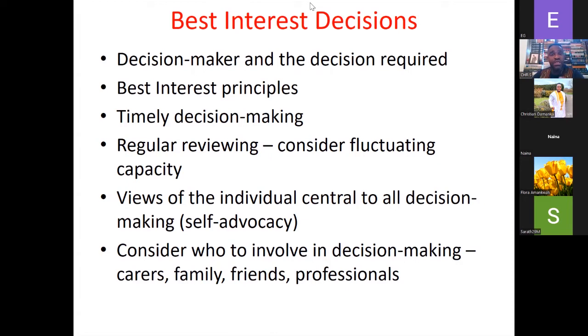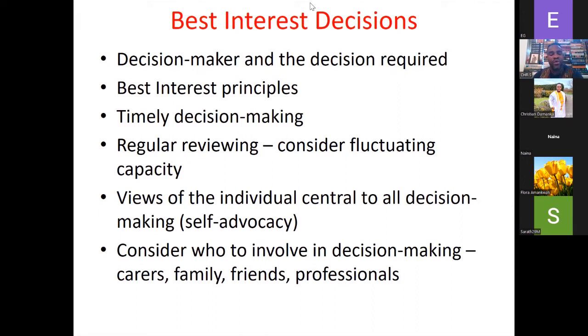What are the wishes of the individual when the person had capacity? What are the likes of the individual when they have capacity? What are their interests and wishes when they have capacity? What is included in their will, if they have a will? So sometimes the will also comes into play.